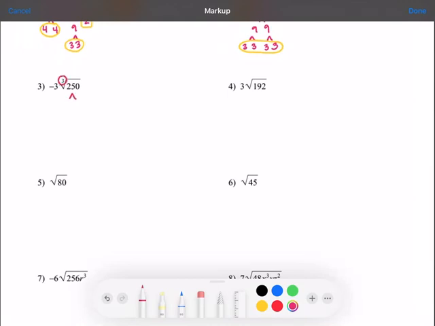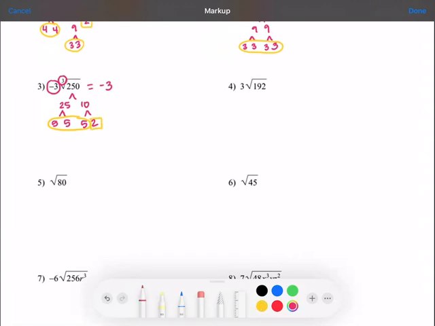All right. Looking at number 3, once again, I'm going to be breaking down this number 250. I'm looking for groups of 3. And also, I want to notice that I have a coefficient, so this number is going to need to come out on the other side. 250, I'll break it down into 25 and 10. 25 breaks into 5 and 5. 10 breaks into 5 and 2.